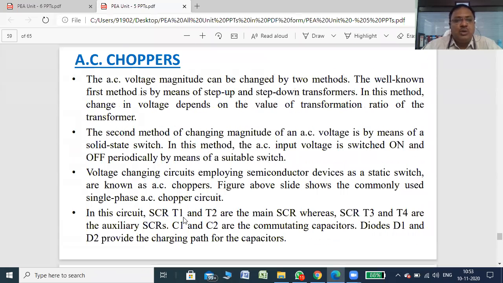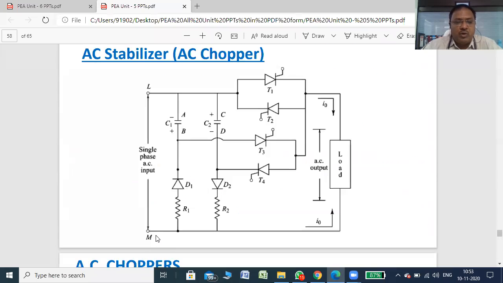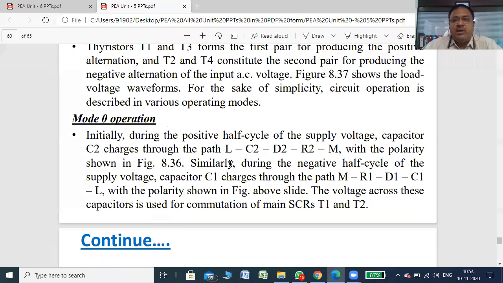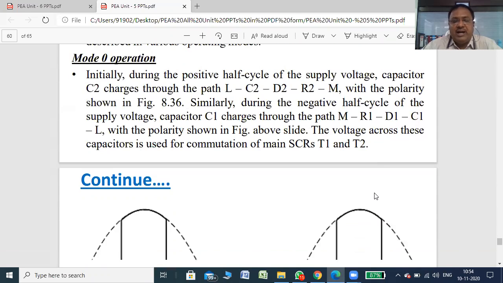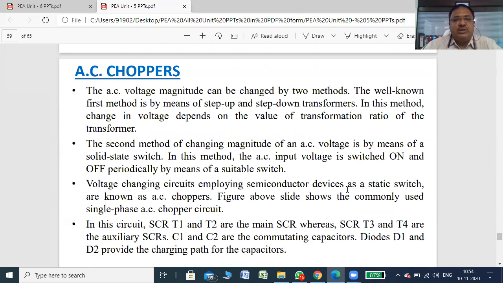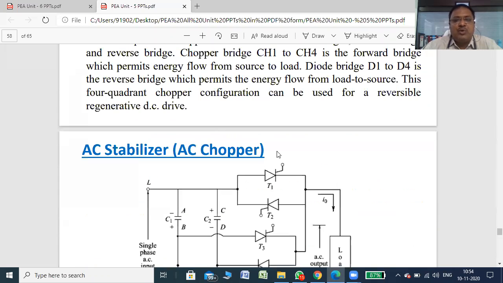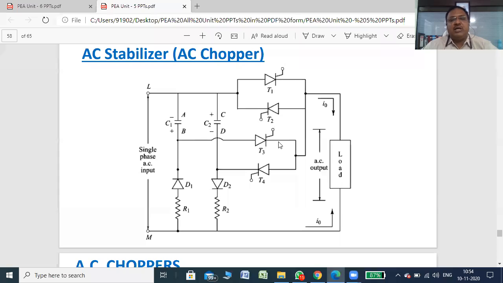Similarly, during the negative half cycle of the supply voltage, capacitor C1 charges through M, R1, D1 and C1 back to L. So you can check here: M, R1, D1, C1 and back to L, with the polarity as shown in the figure. The voltage across these capacitors is used for commutation of the main SCRs T1 and T2.